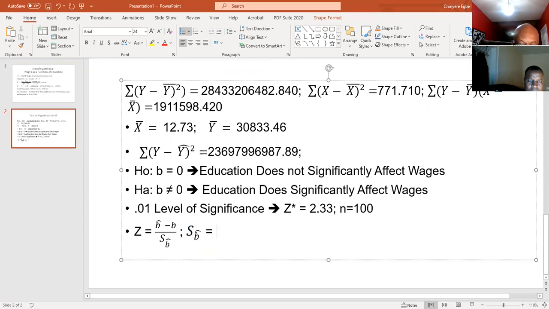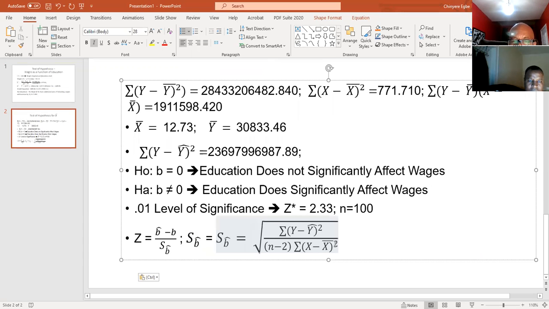And again, this is one of the things I'm going to test you on. So I'm going to give you the formula for the standard error of b hat, and you have to be able to plug in this standard error. Okay, so this is the standard error of b hat and the way it's calculated. We're now going to use this information to do a test of hypothesis.